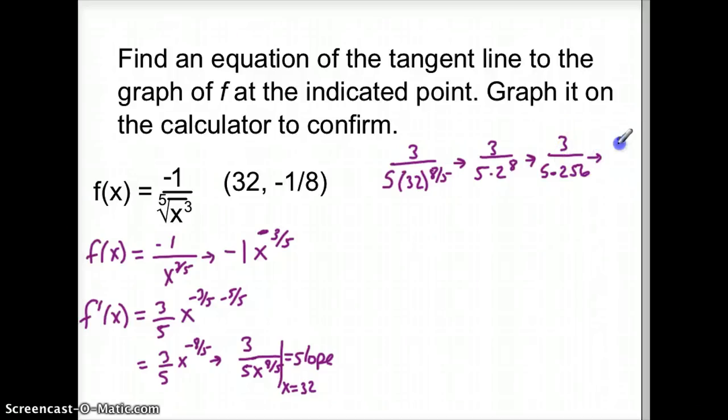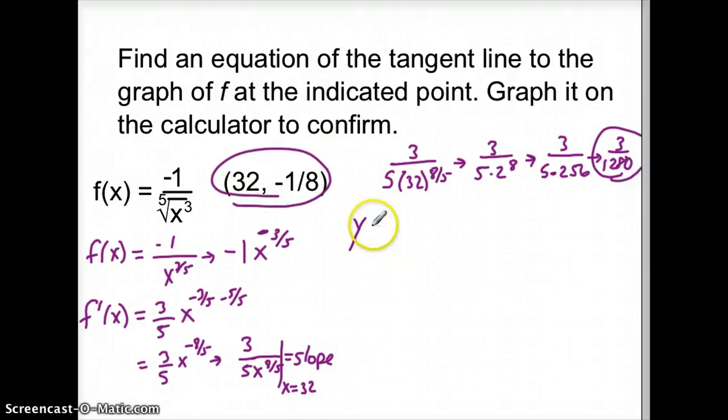1280. So my slope is 3 over 1280. Really beautiful slope I chose there, huh? Write the equation of the tangent line. So I've got my slope, I've got a point. This is just algebra 1.